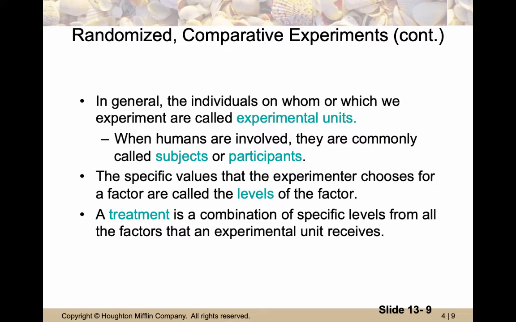Okay, so if it's individual houseplants or puppy dogs or turkeys, you name it, if they're not human experimental units, that's awesome. That's what we use. However, when it comes to humans, they don't really like being called experimental units, so we call them subjects or participants. The specific values that the experimenter chooses for a factor are called the levels of that factor, and a treatment is a combination of specific levels from all these factors that an experimental unit receives.